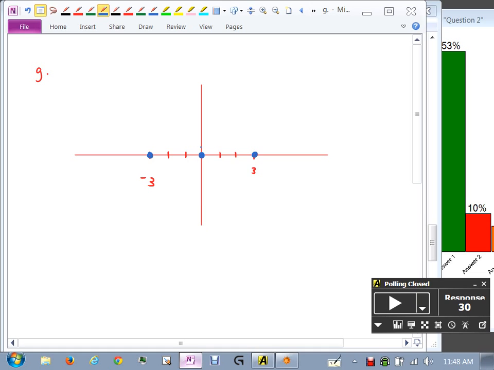How about verticals? Where are my verticals? 6 and -5? 4, 5, 6, and -5. And I'm going to draw vertical dotted lines here.